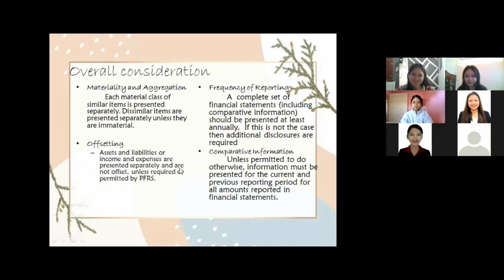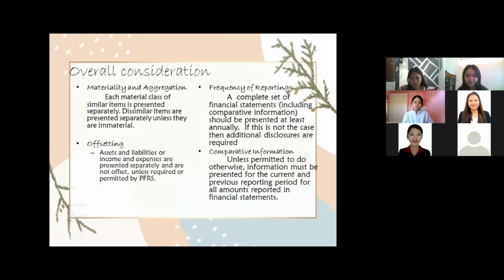Doon na tayo sa offsetting. Assets and liabilities, or income and expense, are presented separately and are not offset unless required or permitted by PFRS. Yan. In an offsetting position, a trader takes an equivalent but opposite position to reduce the net position to zero. The purpose of taking an offsetting position is to limit or eliminate liabilities.